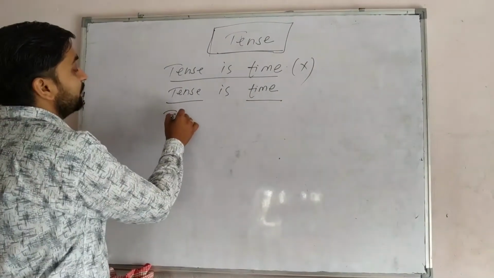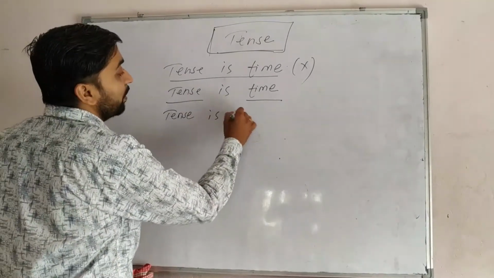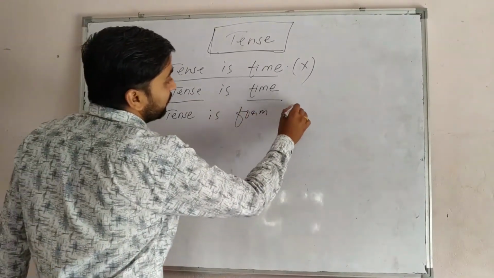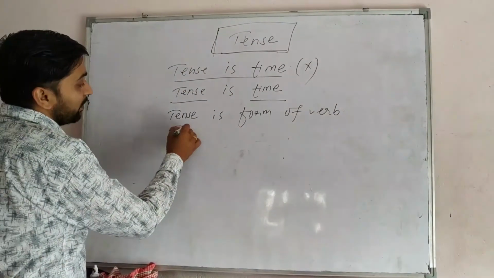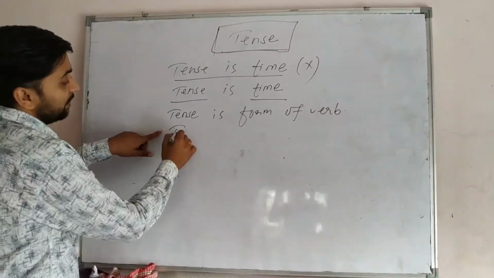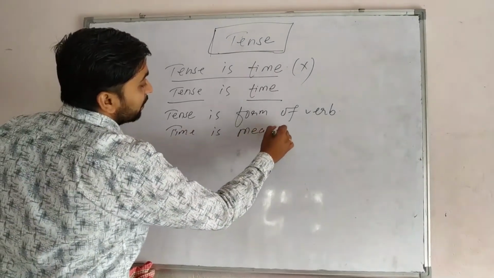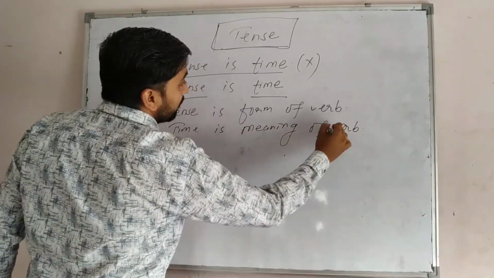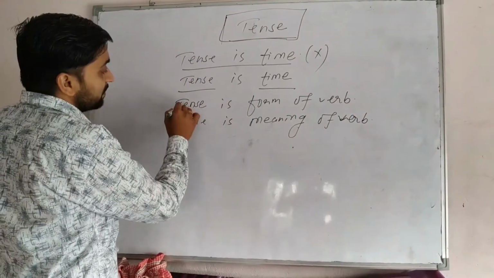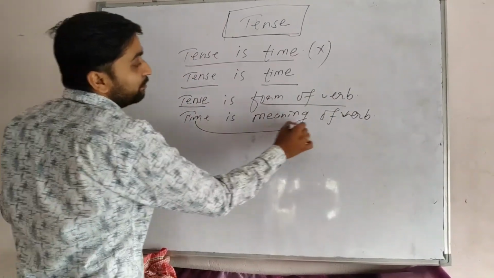The real definition of tense is that tense is a form of verb. Similarly, time is meaning. So tense depends upon the form of words, but time is the meaning.